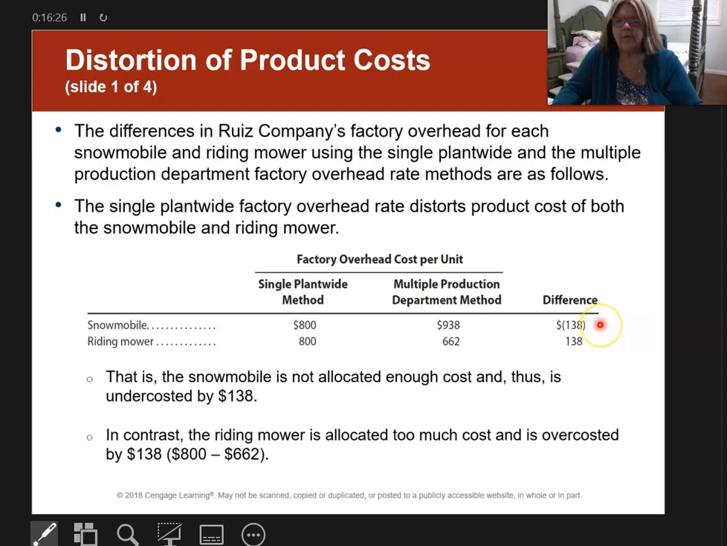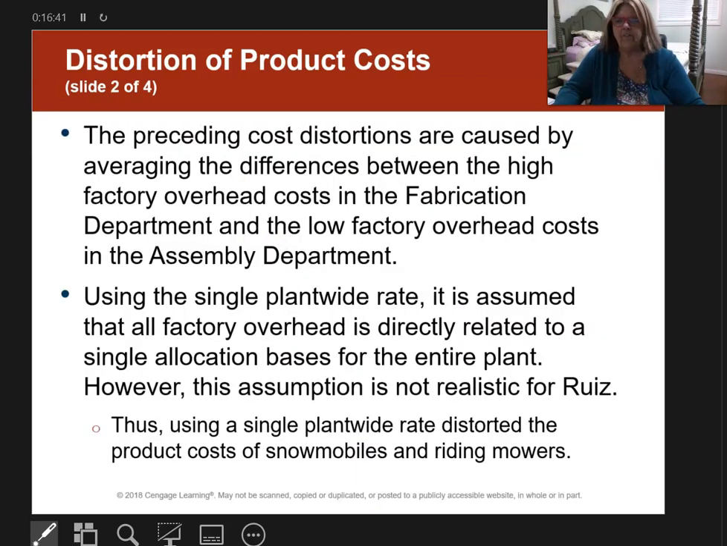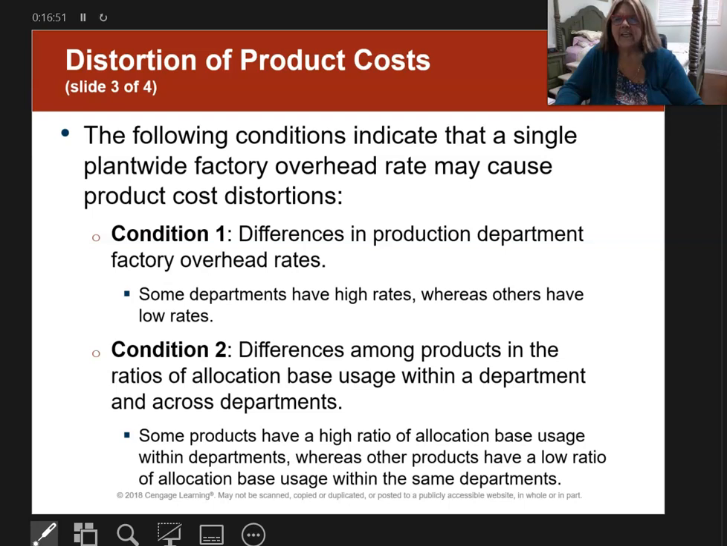So the snowmobile is under-costed if I use single by $138, whereas the riding mower is over-costed by $138. This is called distortion of product cost. And I'm not going to go deeply into this. I'll go a little bit ahead here as to why it happens. Sometimes people just use single because it's easier, but it's not as accurate. So let's take a look.